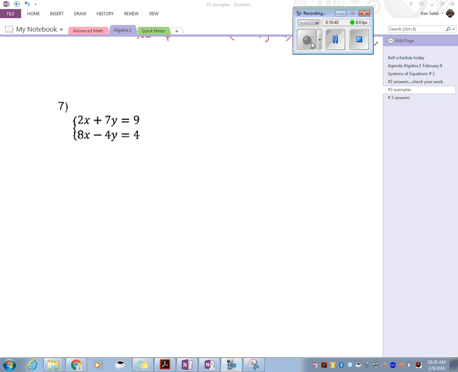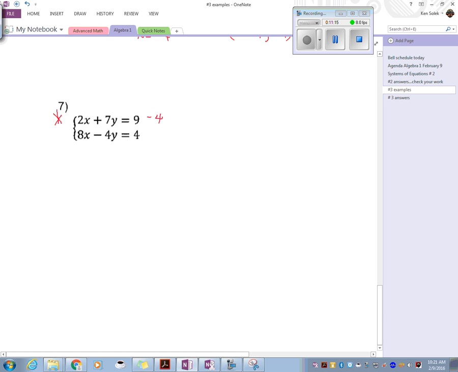Okay, as you look ahead to number 7, do you think it would be easier for the x's or the y's to cancel out? The x's. If I multiply this first equation by negative 4, then the x's will cancel out. Do you see why I picked negative 4? Okay, so multiply that first equation by negative 4.